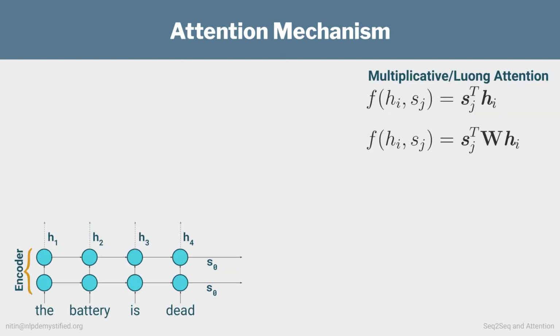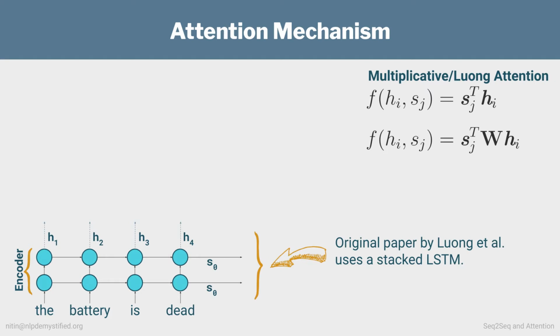Another type of attention is multiplicative or Luong attention. Here there are two options, either a simple dot product between the decoder hidden state and each encoder hidden state, or the addition of a set of trainable weights W for the encoder hidden state. Both are measures of similarity between the decoder state and a given encoder hidden state. Also, the original paper by Luong and colleagues used a stacked LSTM for both the encoder and decoder.